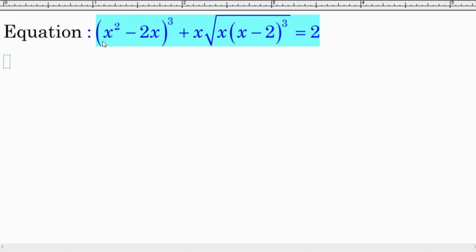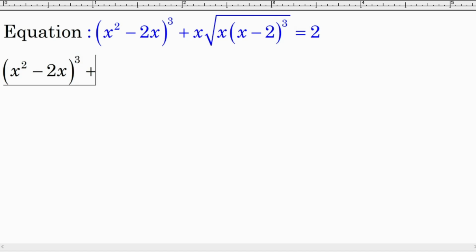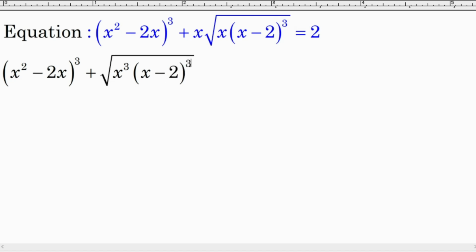First of all, we will keep the first term, which is (x² − 2x) raised to the power 3. Then plus, and here we have x, so I can put x into a square root. It will be like this. We get √x² times x, which will be x cubed, like this, and then times (x − 2) raised to the power 3, equal to 2.